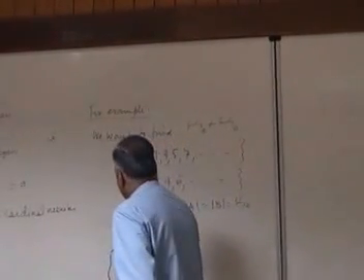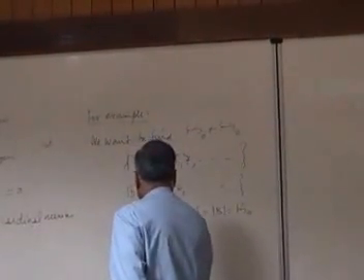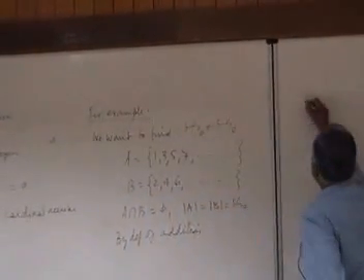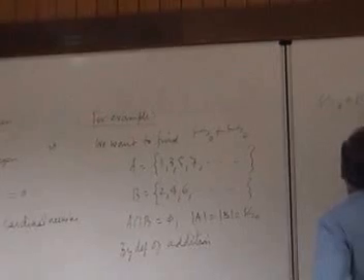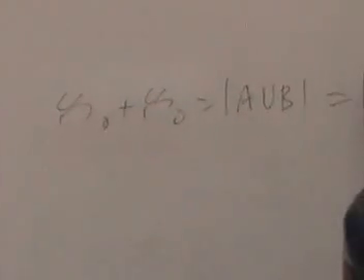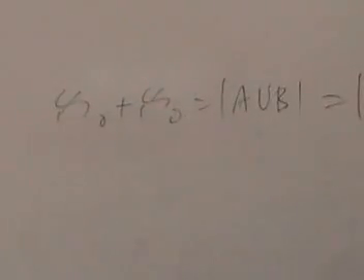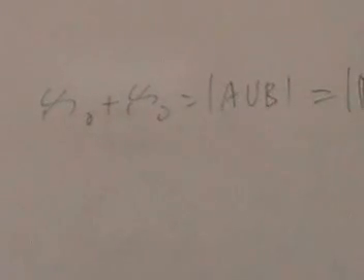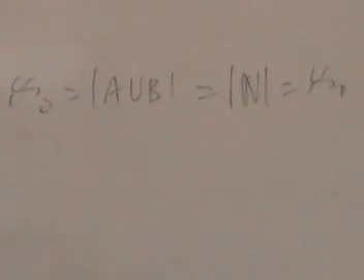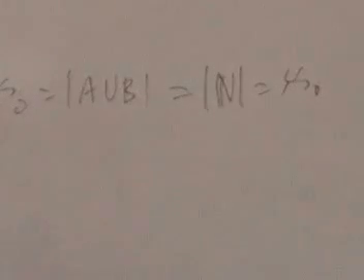Therefore, by definition of addition, Aleph naught plus Aleph naught is the cardinality of A union B. But what is A union B? It is N, and that has cardinality Aleph naught. So Aleph naught plus Aleph naught is Aleph naught. So this can happen with infinite cardinals: A plus A can be equal to A.